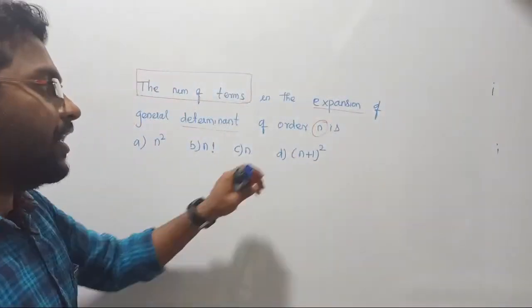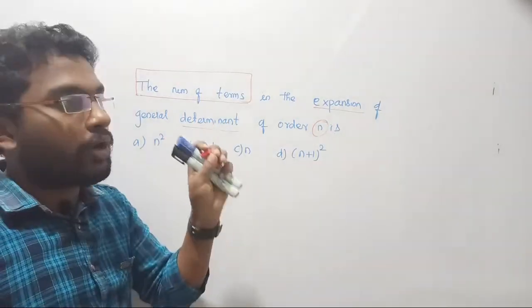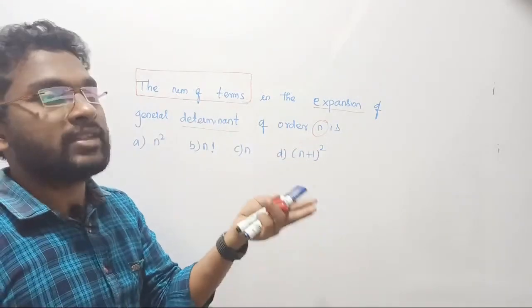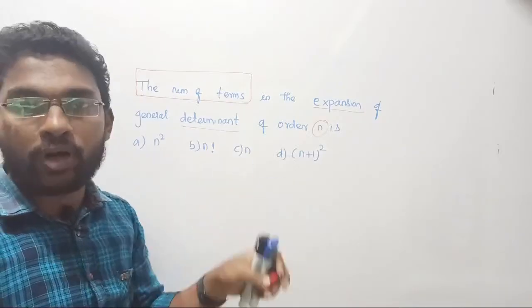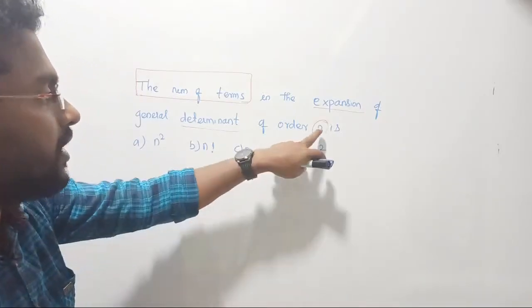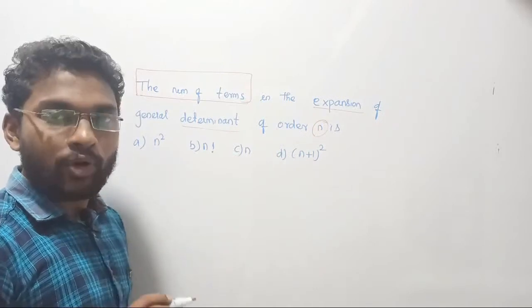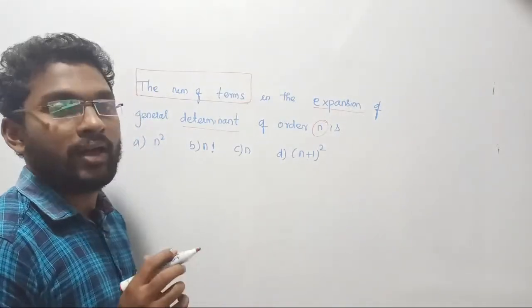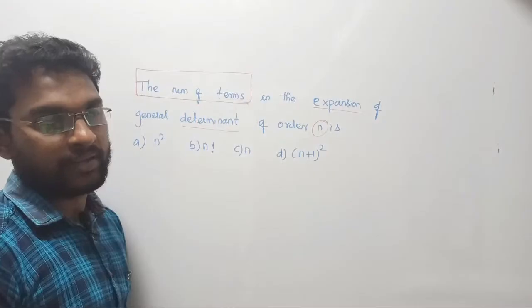See, why have they given only order n? Because a determinant can be defined only for a square matrix. If the order is given as 2, it indirectly means a 2 cross 2 matrix. If the order is given as 4, it means a 4 cross 4 matrix. That's why sometimes they define it directly as order n. So if the nth order is given, its corresponding matrix is an n cross n square matrix, right?